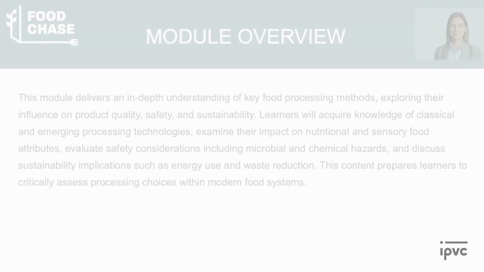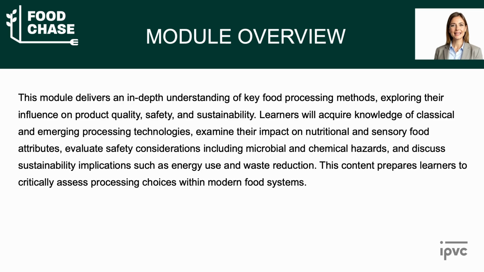Let's begin. This module delivers an in-depth understanding of key food processing methods, exploring their influence on product quality, safety, and sustainability. Learners will acquire knowledge of classical and emerging processing technologies, examine their impact on nutritional and sensory food attributes, evaluate safety considerations including microbial and chemical hazards, and discuss sustainability implications such as energy use and waste reduction. This content prepares learners to critically assess processing choices within modern food systems.